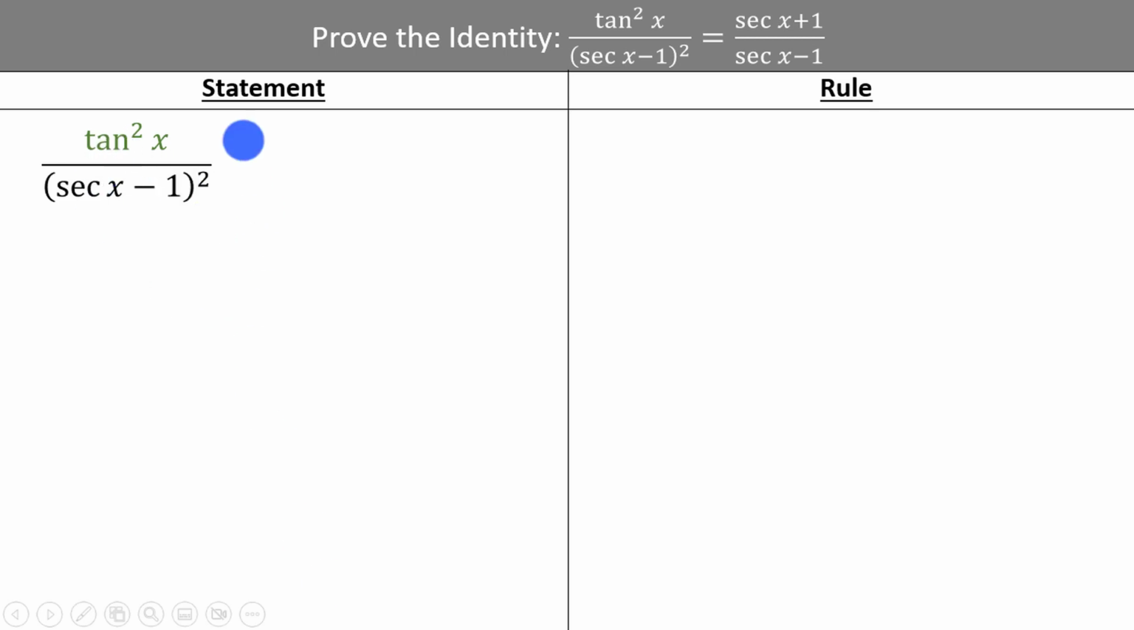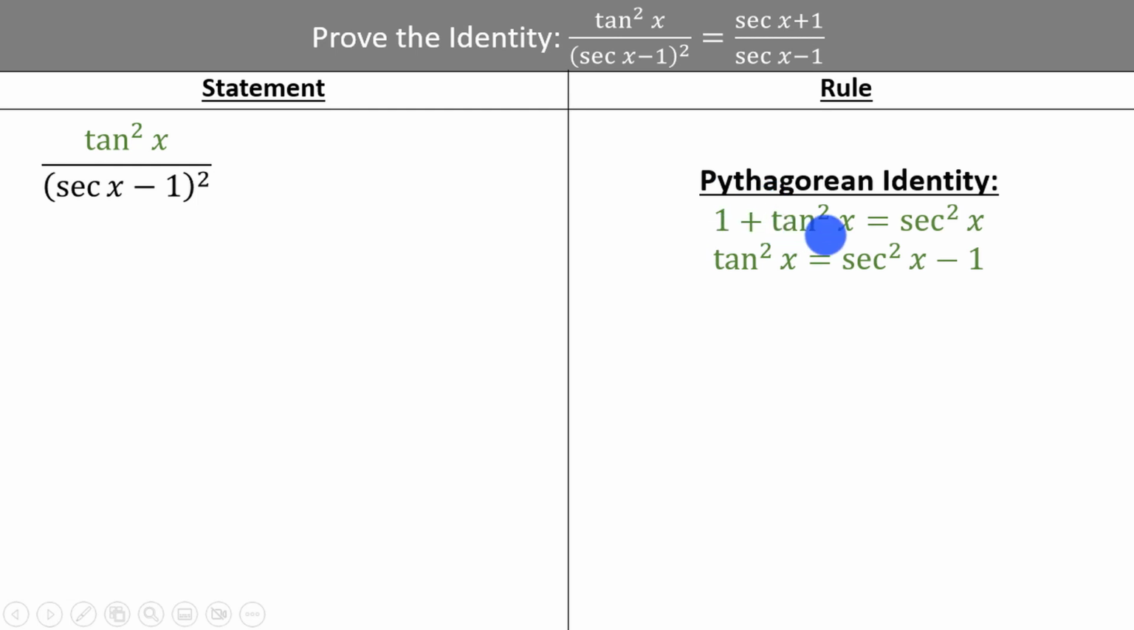If we are working with the left-hand side, we know on the numerator we have a squared trig function. The Pythagorean identities relate to squared trig functions. Specifically, 1 plus tangent squared of x is equal to secant squared of x. That means tangent squared of x, which is what we have in the numerator, is the same thing as secant squared of x minus 1. So we can replace tangent squared of x with secant squared of x minus 1 in the numerator.